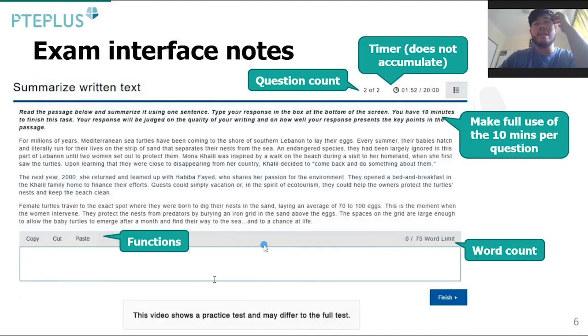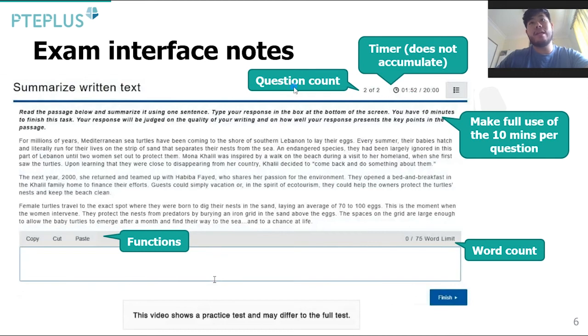Okay, so this is the exam interface. This is what it'll look like when you're in the actual test. So on the top, we've got the question type, summarize written text, and we've got our instructions here. Read the passage below and summarize it using 1 sentence. Type your response in the box at the bottom of the screen. You have 10 minutes to finish this task. Your response will be judged on the quality of your writing and how well your response presents the key points in the passage. So we can see here that we've got 10 minutes.